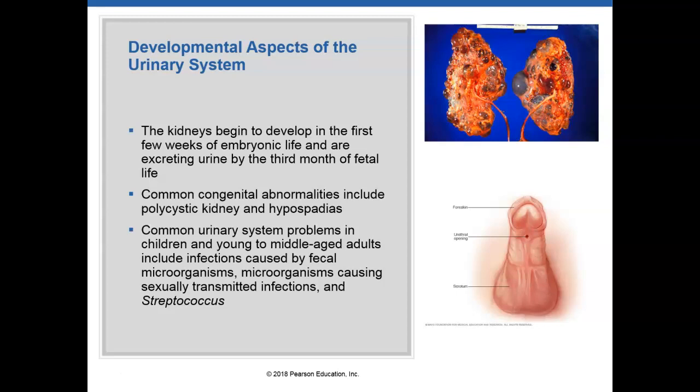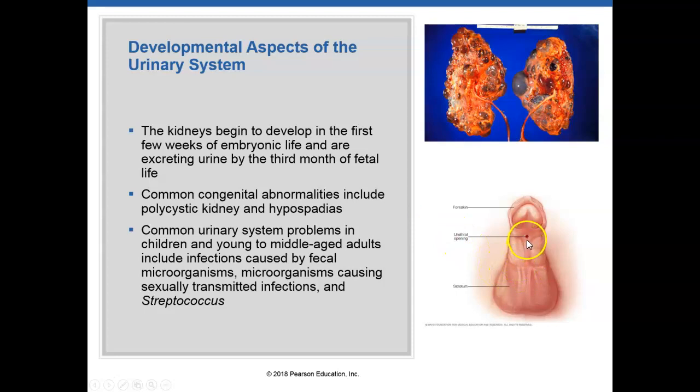So one anomaly is called polycystic kidney. I just got this picture. I found both of these off of Google Images, actually. And this is a picture of some serious polycystic kidneys. When you have different cysts surrounding the kidneys, this can be dangerous to a newborn because the kidneys won't function as effectively. Another disorder is called hypospadias.